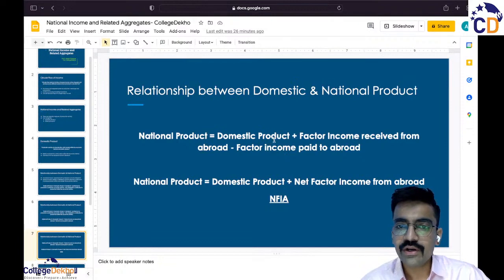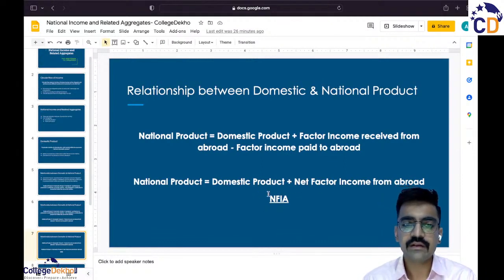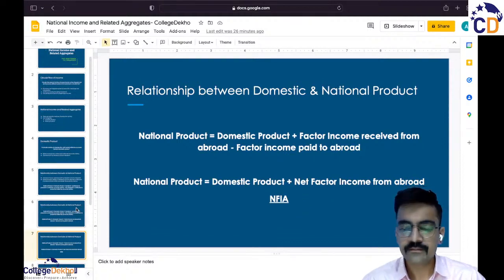Now, in order to arrive at this NFIA, which is net factor income from abroad, right? This is one of the most important aggregates of national income. So, in order to arrive at the national product, we just add the net factor income from abroad to the domestic product. This is the NFIA, and together both of these amounts will tell you what the value of national product is.